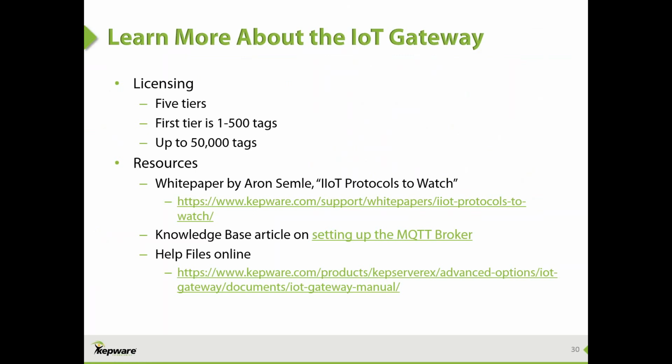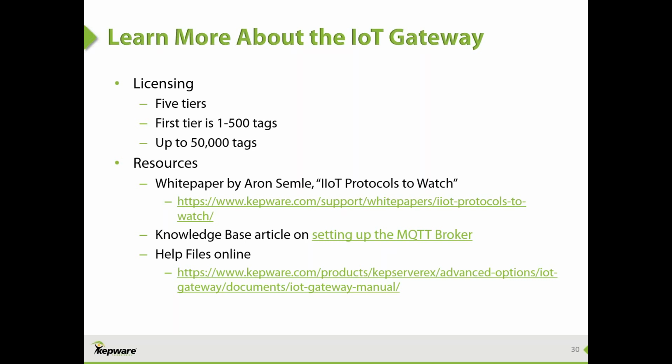Okay, so licensing. Licensing is in 5 tiers. The first tier, the lowest cost tier, is 1 to 500 tags. So up to 500 tag items you can have going through your IoT Gateway. And the highest tier is up to 50,000. So please call our sales team or go to our website for pricing.